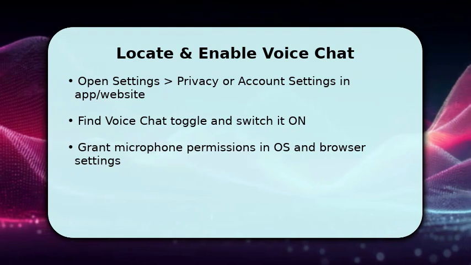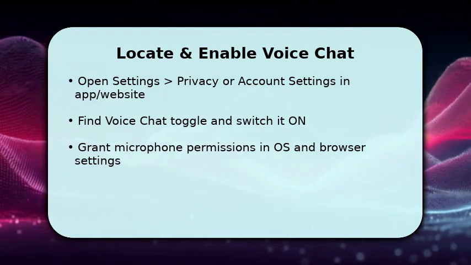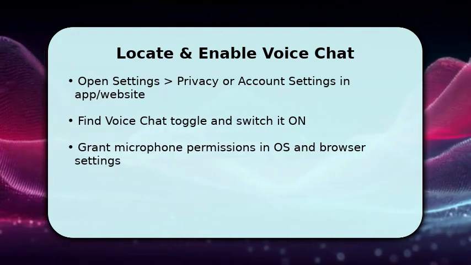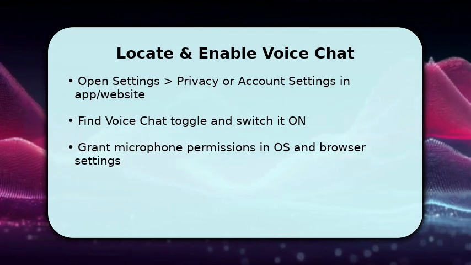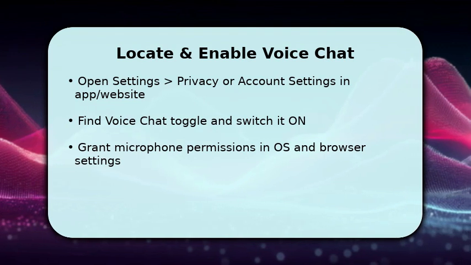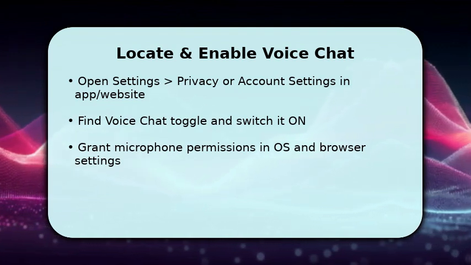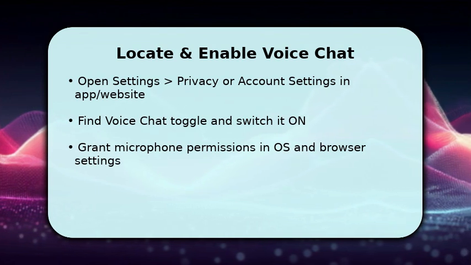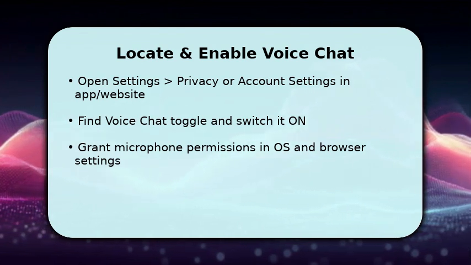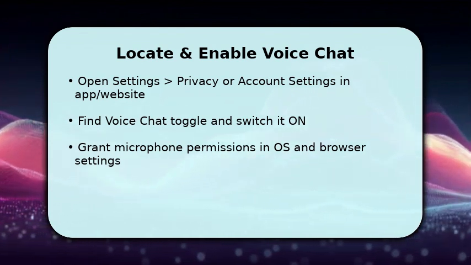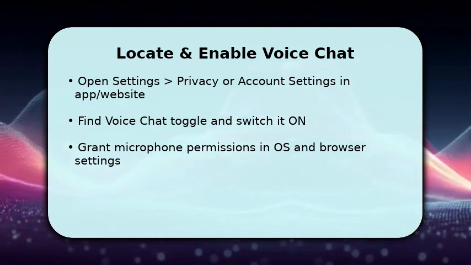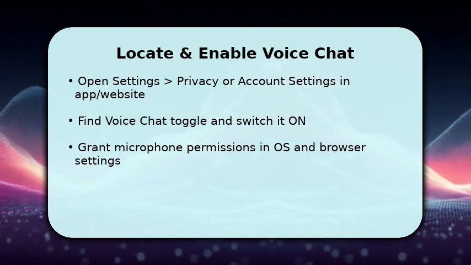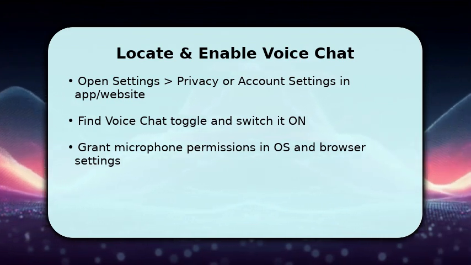Now you'll locate and enable voice chat controls. In the Roblox app, tap the gear or hamburger menu, then Settings, and go to Privacy or Account Settings. On desktop, use the main Settings menu. Once there, find the voice chat toggle and switch it on. This activates Roblox's in-game voice features. Make sure your operating system and browser have microphone permissions granted. Without OS-level access, the toggle won't function. If you use an external headset, connect it before enabling voice.